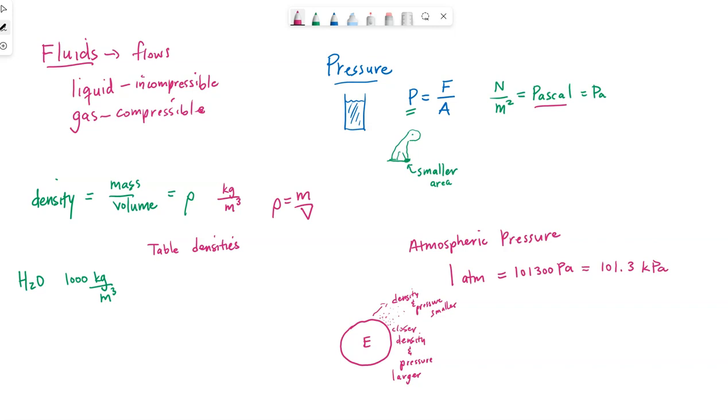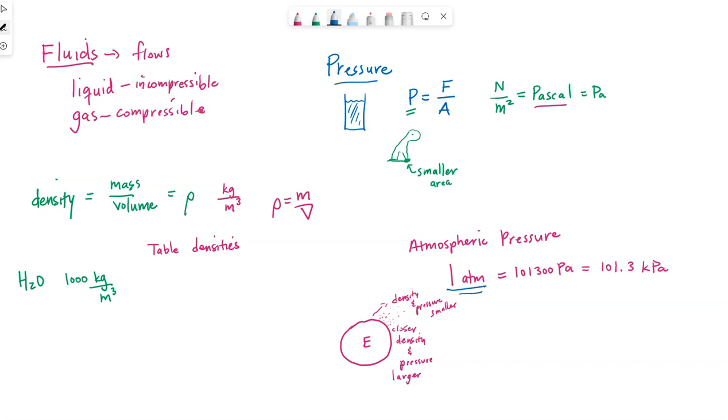We will, though, for just simplicity's sake, for any problem that we're solving that needs atmospheric pressure, go ahead and assume 1 ATM unless the problem itself tells us otherwise, just to keep things on the simpler side.